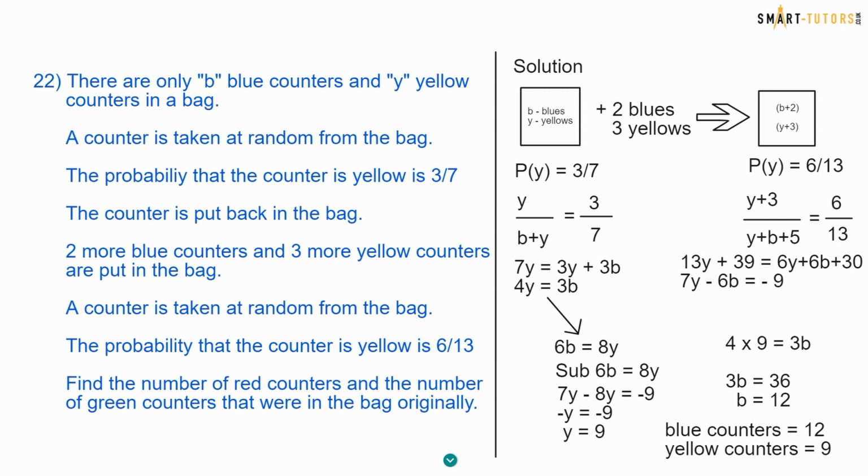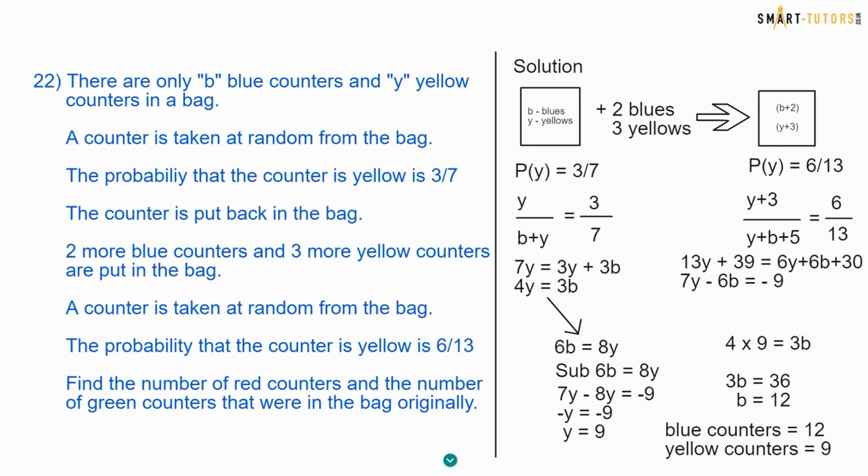Probability of Y now is 6 upon 13. So getting a yellow marble now, the number of yellow marbles is Y plus 3 over the total, which is Y plus B plus 2 plus 3, which is 5, equals 6 upon 13. So I cross multiply and I get another equation: 7Y minus 6B equals minus 9.